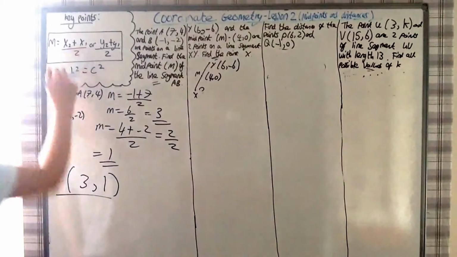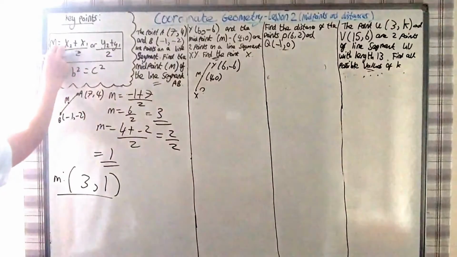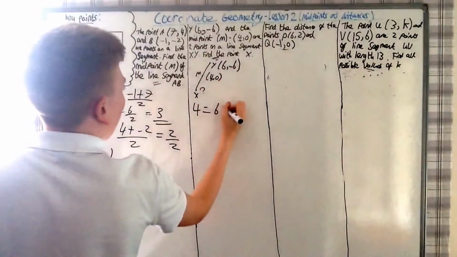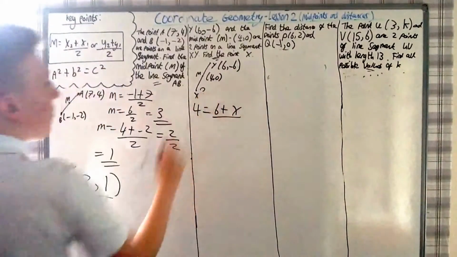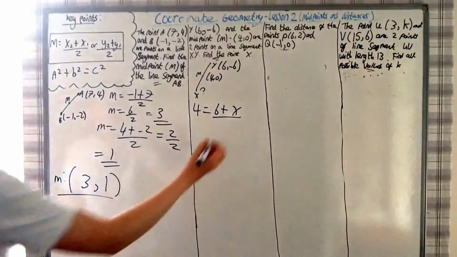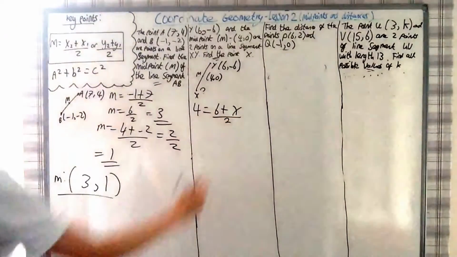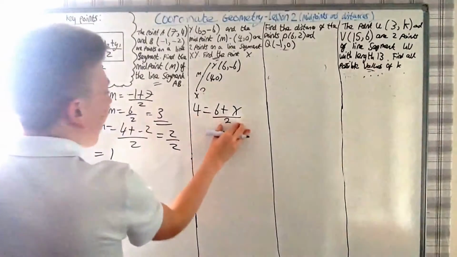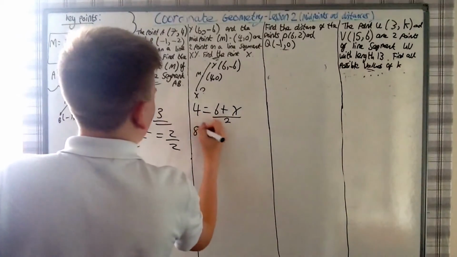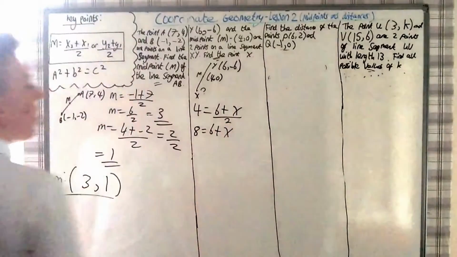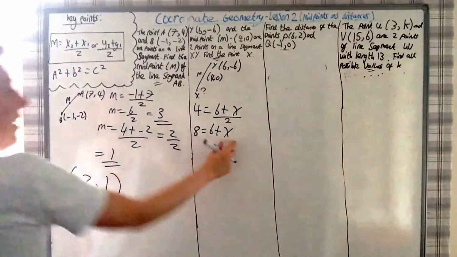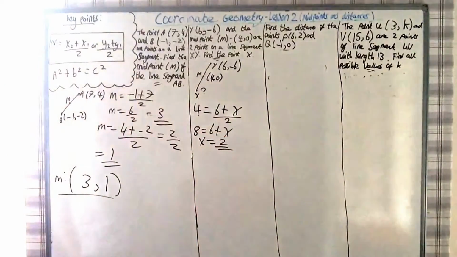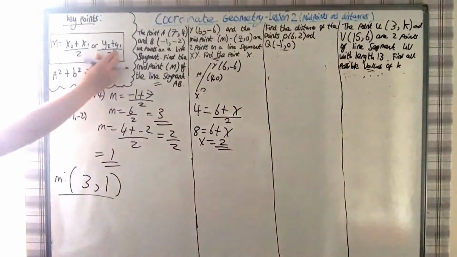So if we consider this one, then the x-coordinate of our midpoint is 4, and this is equal to 6 plus our x-coordinate of the point x, which is unknown, divided by 2. So we can now rearrange this to get x. If we multiply both sides by 2, then we get rid of the fraction. 4 multiplied by 2 is 8. And this equals 6 plus x. So if we make x equals, then we're just subtracting 6 from 8. x is 2.